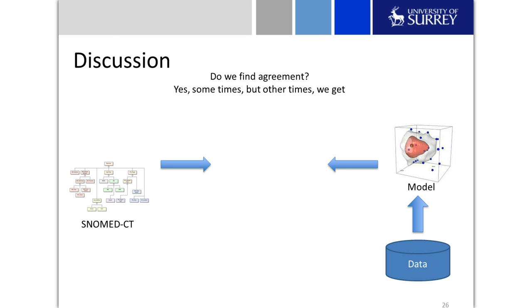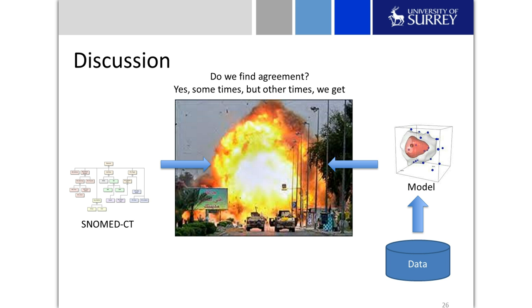Now let's examine what we have done so far. On the left-hand side, initially clinicians would use a data dictionary to identify clinical codes. On the right-hand side, we propose a data-driven approach where we use data to train a model, and we use the model to help us identify clinical codes. Would the two codes agree with each other? The answer is yes, sometimes they agree with each other, but most of the time we get an explosion, in the sense that a big conflict.